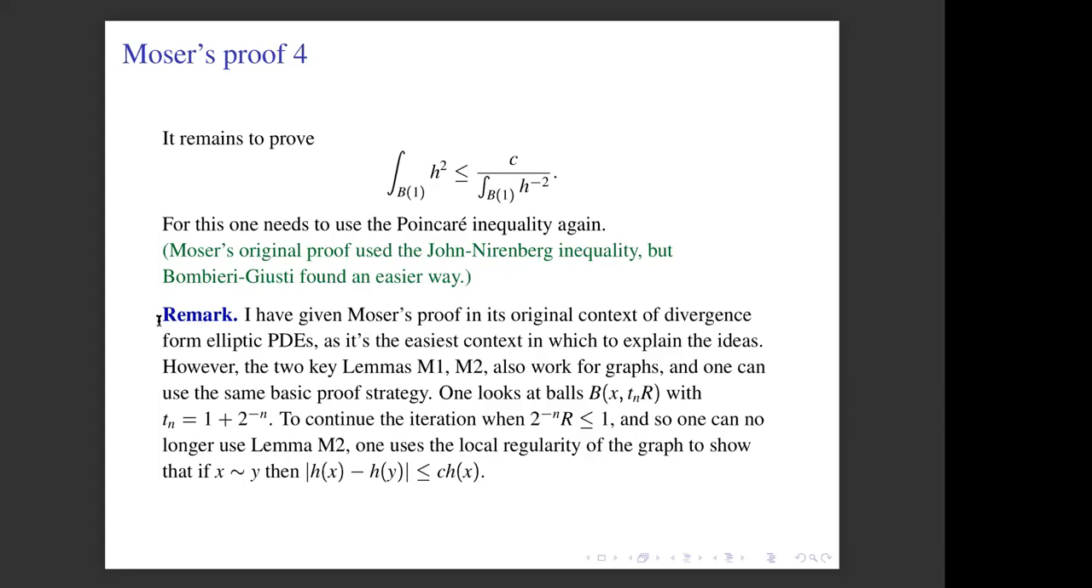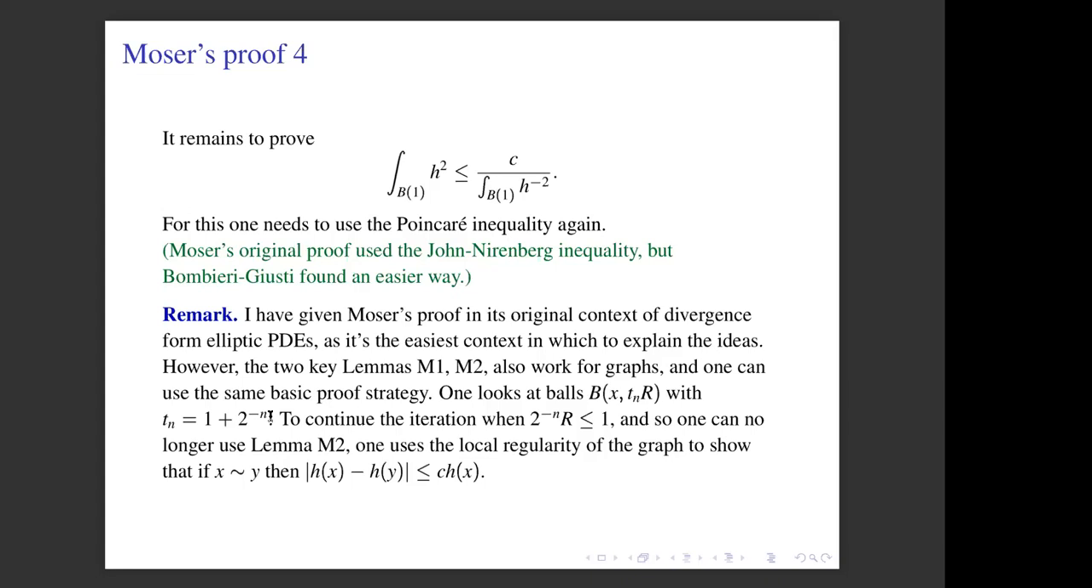And now, a remark. I've given the proof in the original context of divergence form elliptic PDEs, as it's perhaps a bit easier to explain it in this form than for graphs. However, as I already stated, the two lemmas M1 and M2 also work for graphs, and one can use the same basic proof strategy. We can't use scaling any longer, so we need to look at balls with center x and radius T_n r now, with T_n playing the same role as before, 1 plus 2 to the minus n.